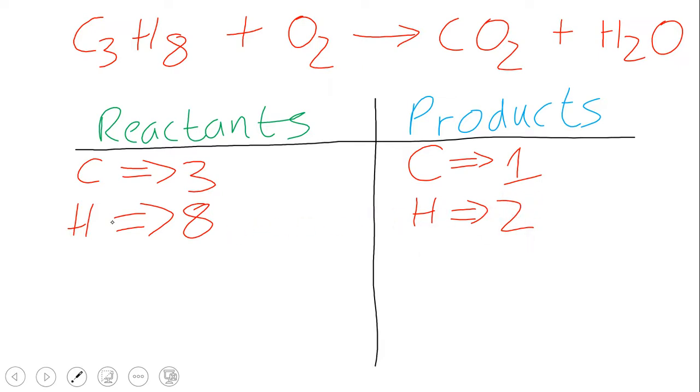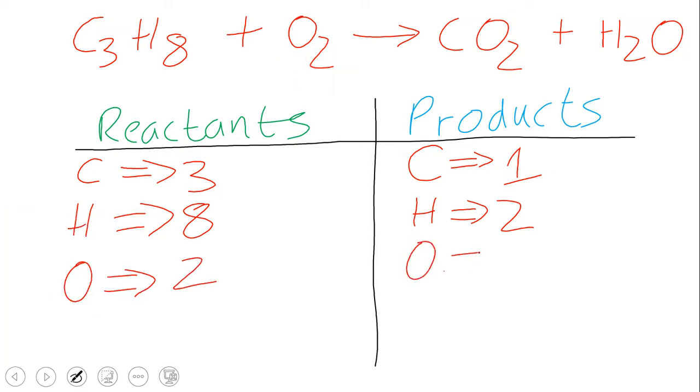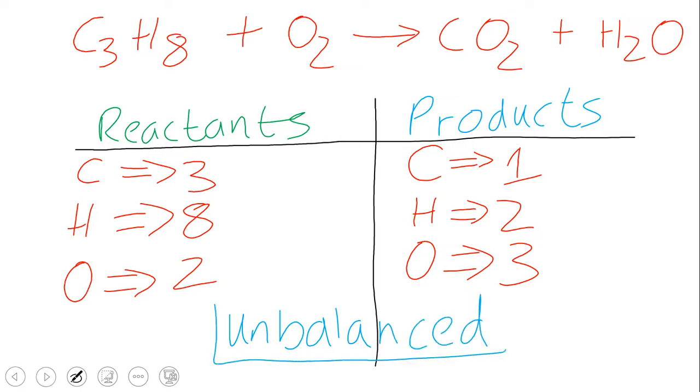And then finally, let's look at oxygen. On the reactant side, we have 2 for oxygen. And on the product side, we have to be careful for this one, because here we have 2, but here we have another one, so that's 2 plus 1, which gives us 3. So this tells us that clearly the chemical equation is unbalanced.